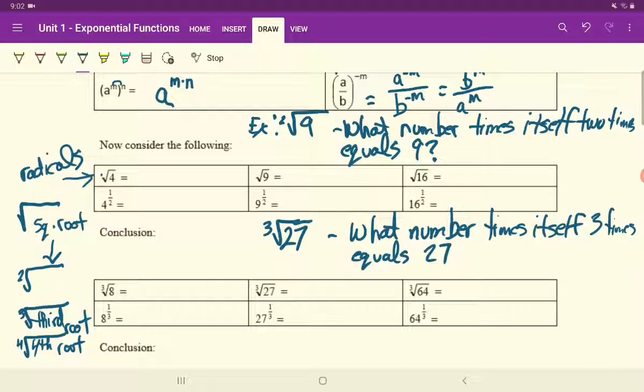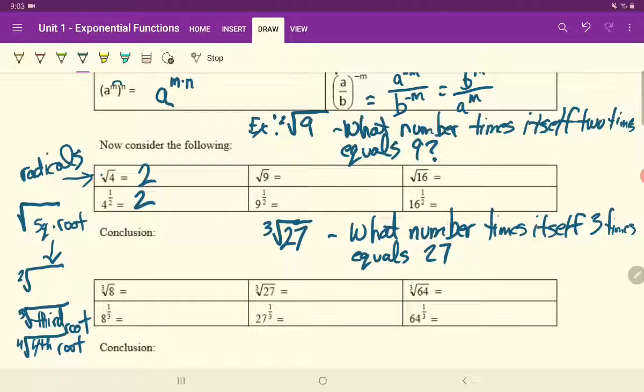So you can pull out your calculators, find your square root button, and do the square root of 4, and you'll find that that equals 2, right? It's what number times itself 2 times equals 4. Well, it's 2, because 2 times 2 equals 4. If you pulled out your calculator right now and did 4 to the power of brackets 1 divided by 2, close bracket, you would also get 2.